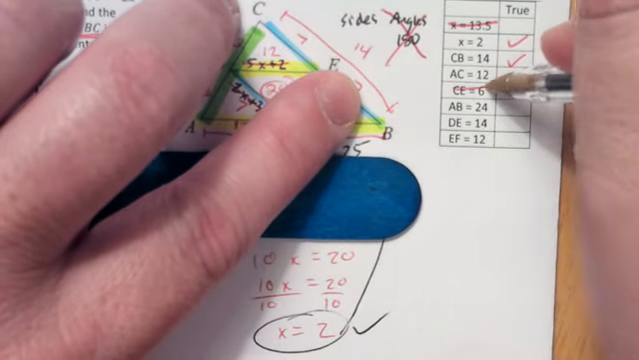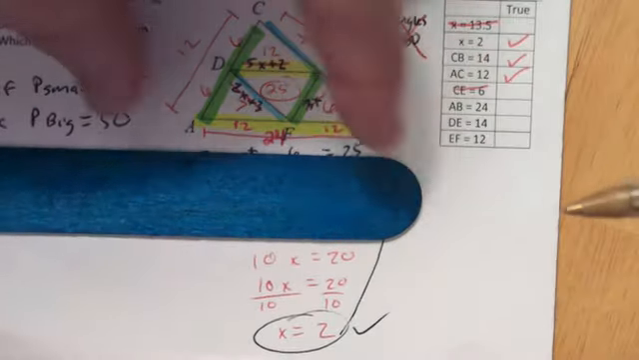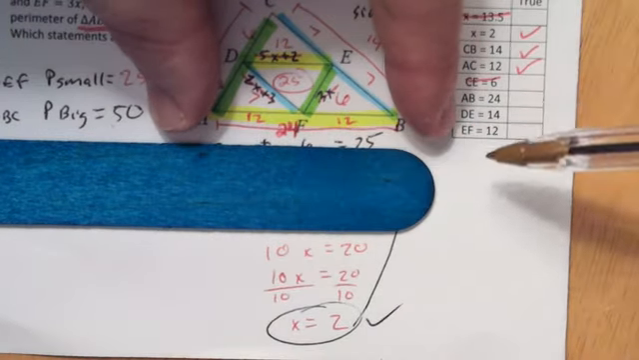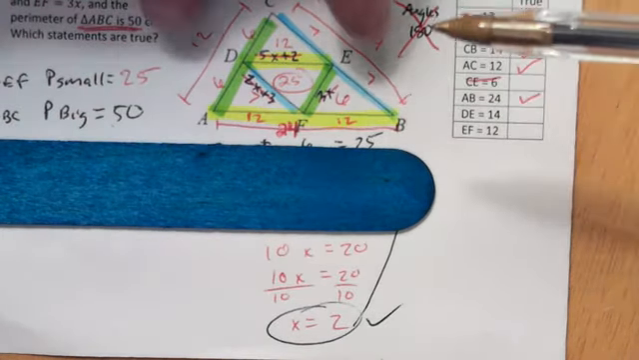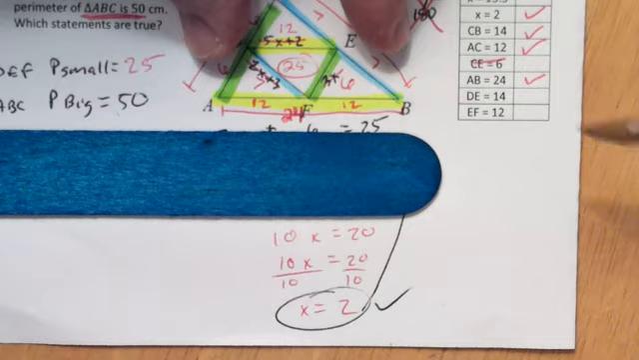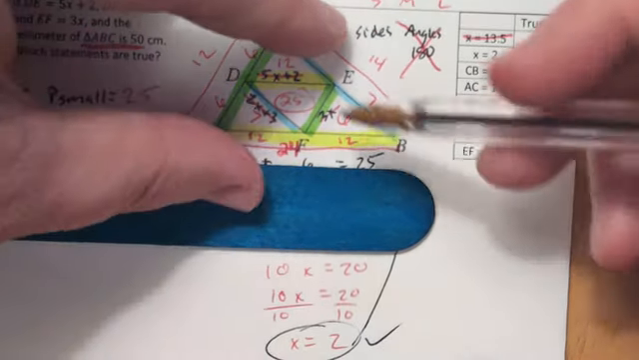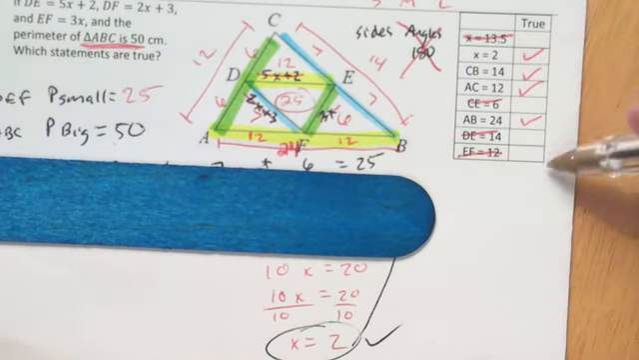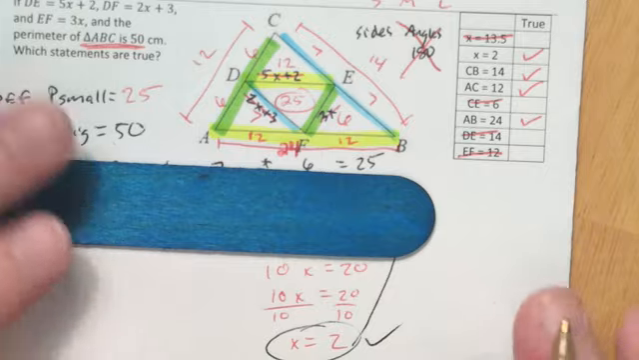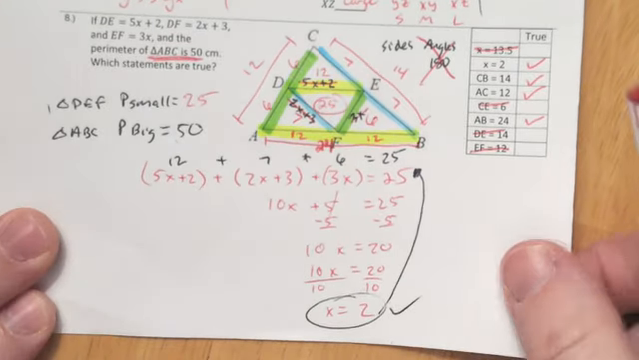Oops, they said it was 6. That's false. A to B. Here's A, here's B. That's all this distance. We said that's 24. That's what they said as well. Boom. D to E. Here's D, here's E. That's 12. Ooh, they said 14. So that doesn't work. And finally, E to F. Here's E, here's F. That's 6. They said it was 12. So these are the things that are true. So I'll zoom out just in case you want to look at that again. And there you go. All right, let's keep going.